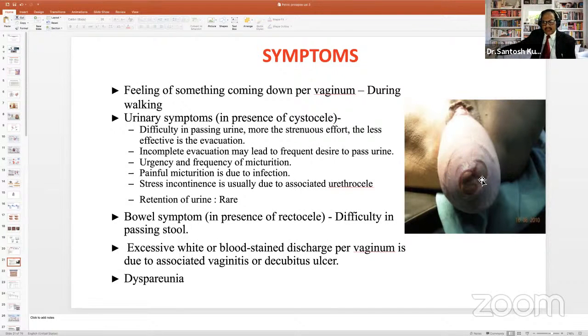Procidentia can be associated with voiding dysfunction, and sometimes both ureters will stretch and come out into the vagina or get obstructed, and the patient can develop bilateral hydroureteronephrosis and renal failure also. If there is an associated rectocele, there will be difficulty in passing stool, and these are the common symptoms. Again, with cystocele, voiding difficulty and other urinary problems can happen.